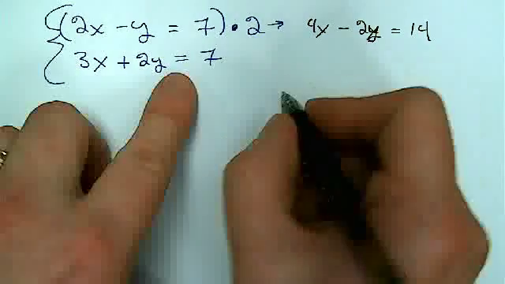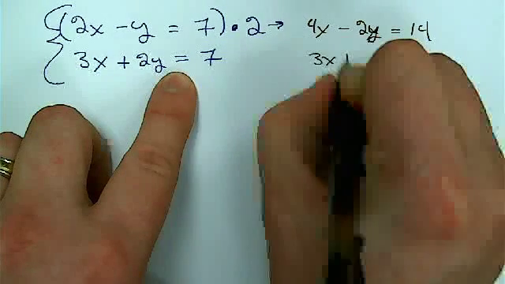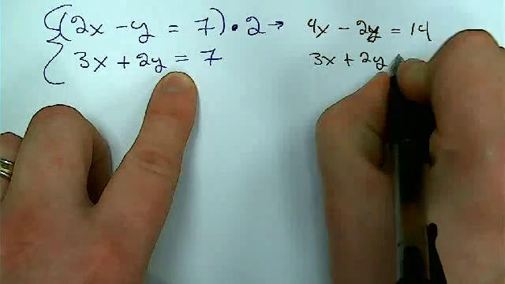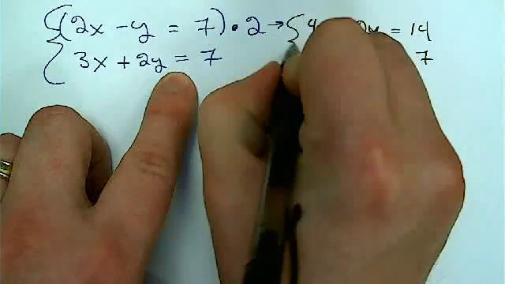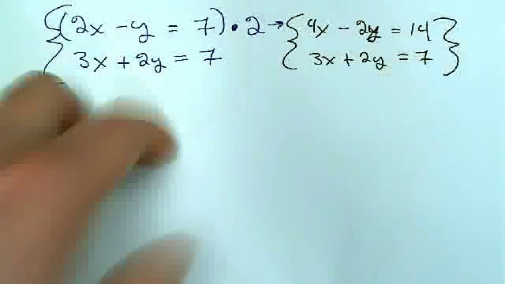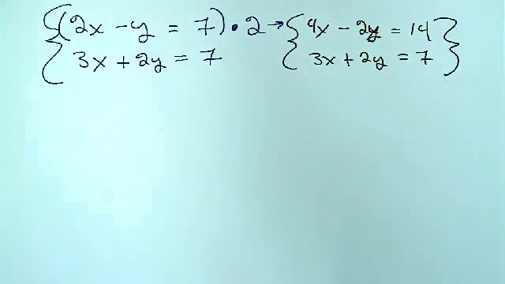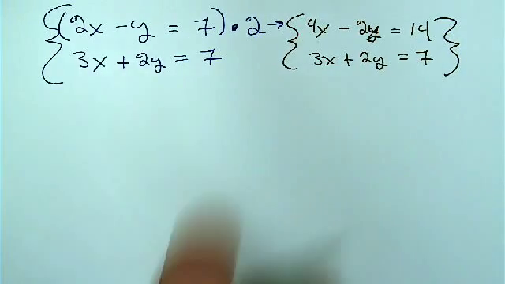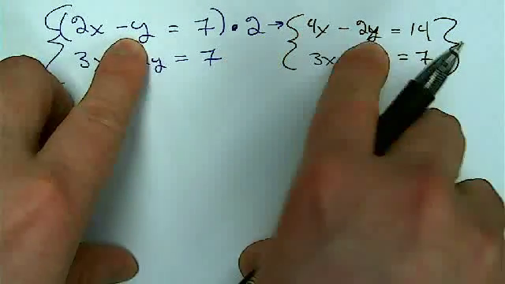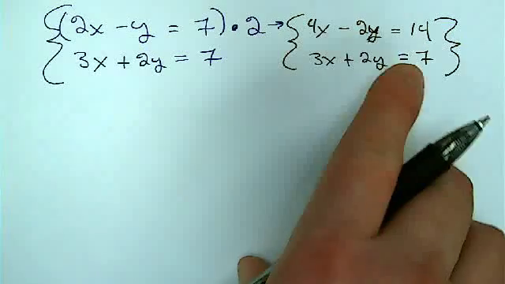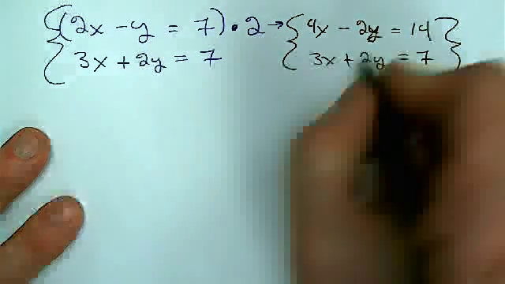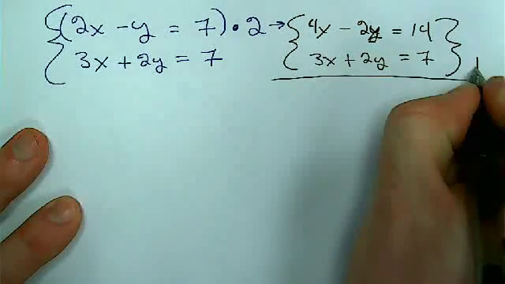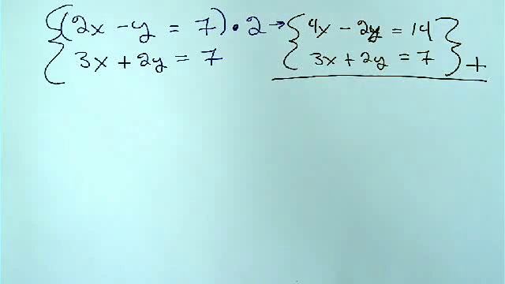Now I'm not going to change the bottom equation. 3x plus 2y is equal to a +7. And I'll put the brackets on to show that's still my system. 2 times y, which equals 2y. Yes. 2 times -y is -2y. And now the advantage to this, when I add them up, the y's are now set up to be eliminated.